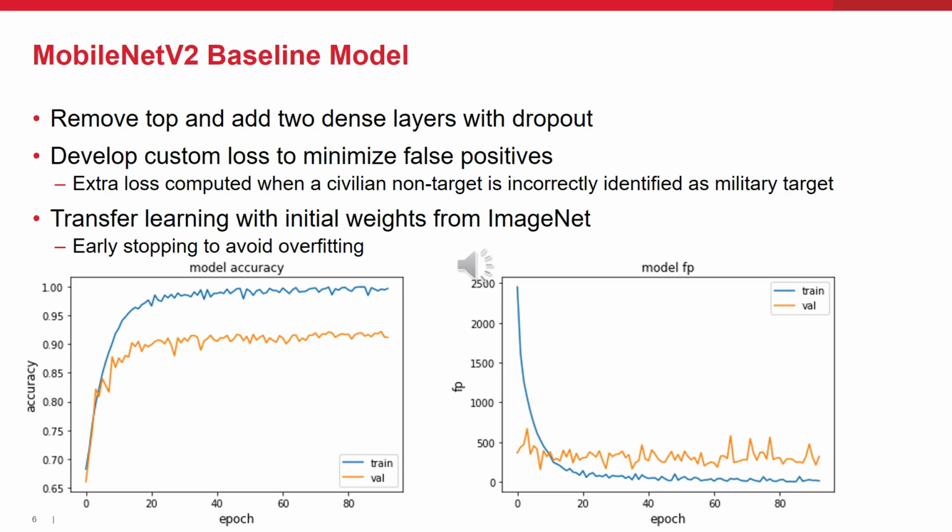The baseline model for this project is MobileNet V2 using transfer learning with initial weights from ImageNet. The top was removed and two dense layers were added to get to the binary classification. In addition, a custom loss function was developed to minimize false positives, where a civilian non-target is identified as a military target.